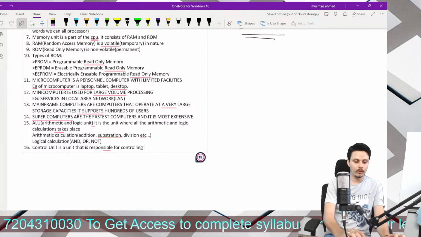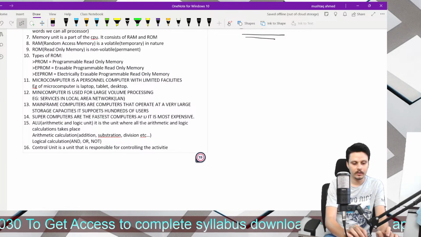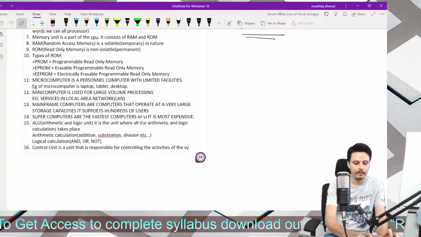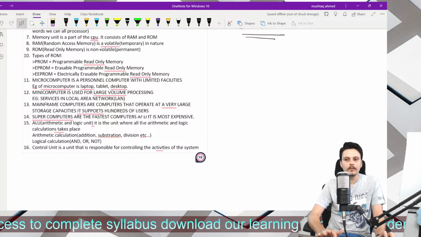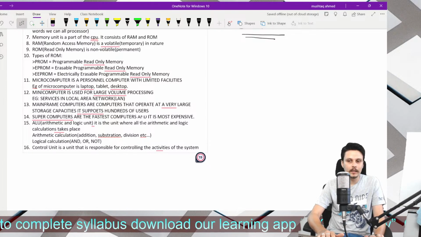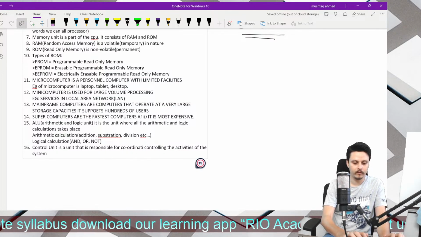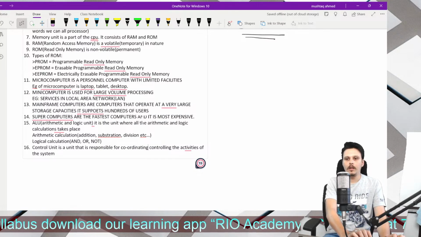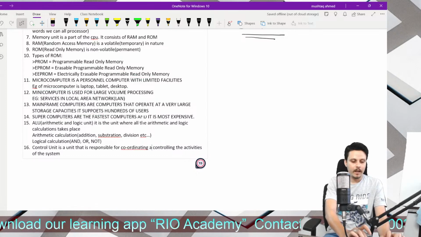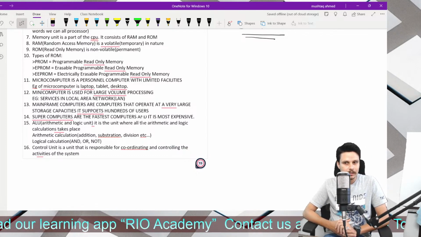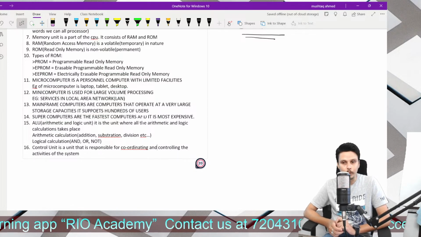It is responsible for controlling the activities of the system. It not only controls but it coordinates. Control unit is a unit that is responsible for coordinating and controlling the activities of the system. System here means it's a computer.